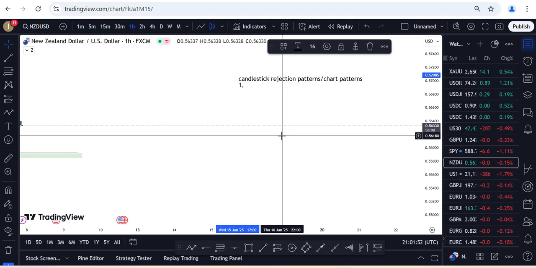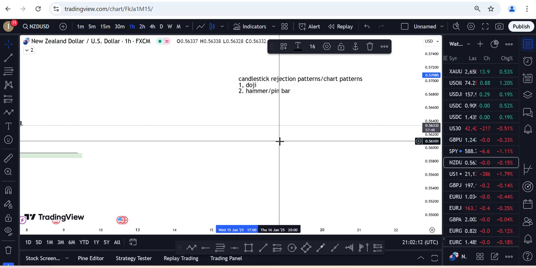So, number one would be doji candle. Number two will be hammer or pin bar. Number three, I think, is shooting star. Yeah, shooting star. Number four will be bullish engulfing candle.